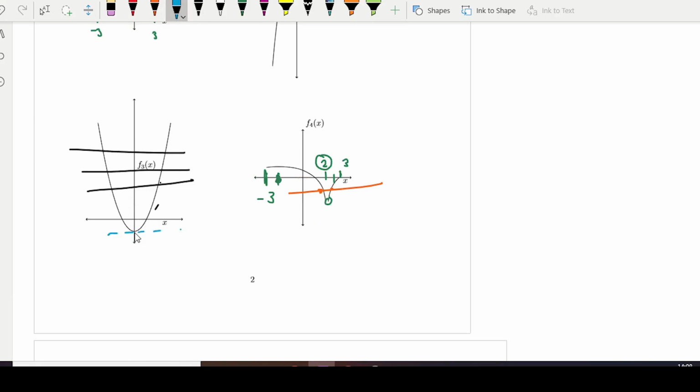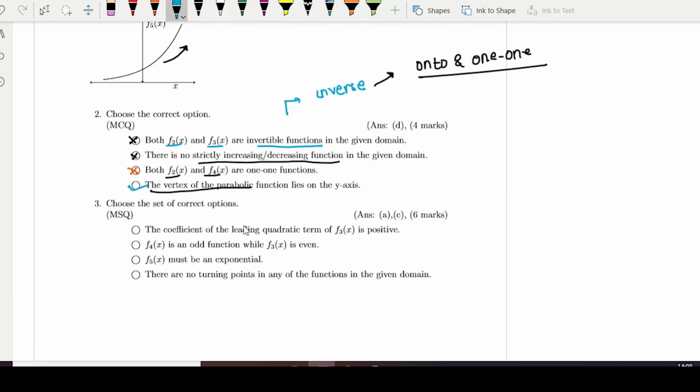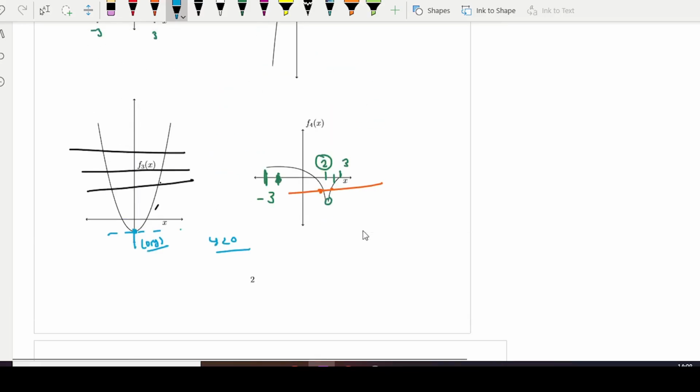The fourth one is the vertex of the parabolic function lies on the y-axis, okay. So it is talking about this curve. So the slope of tangent at this point is equal to 0, its vertex lies on the y-axis. Its coordinate will be like 0, y, where y is negative. So this option is correct. The third one is the coefficient of the leading quadratic term of f3 is positive since it is an upward facing parabola.